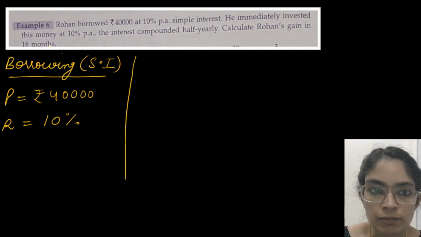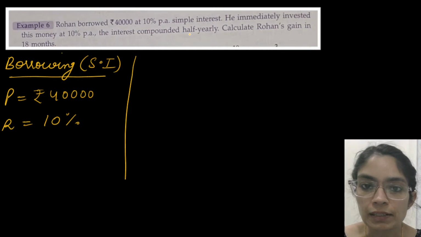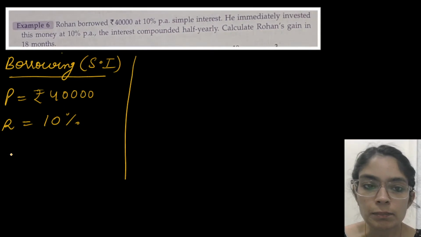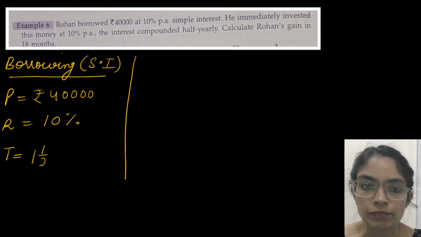He immediately invested this money at 10% per annum, the same rate of interest, compounded half yearly. Calculate his gain in 18 months. So time period, for simple interest, 18 months is 1.5 years.